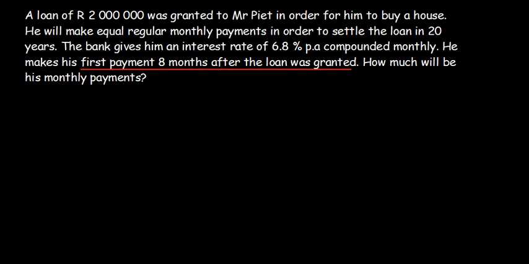Yes, Miss Yolanda. This means that the n is going to be 7. Perfect. So he missed 7 payments. So we can write it here, right? So he missed 7 payments.